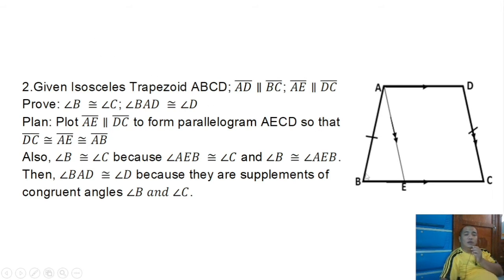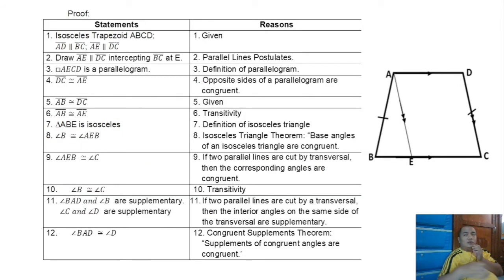Also, angle B is congruent to angle C. Yes, because they are base angles. Because angle AEB is congruent to angle C, and angle B is congruent to angle AEB, since that is also an isosceles triangle, angle AEB. Then, angle BAD is congruent to angle D because they are supplements of congruent angles B and C. So this is the two-column proof consisting of statements and reasons.